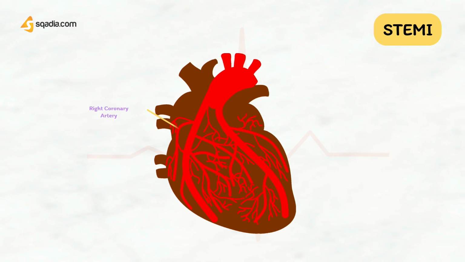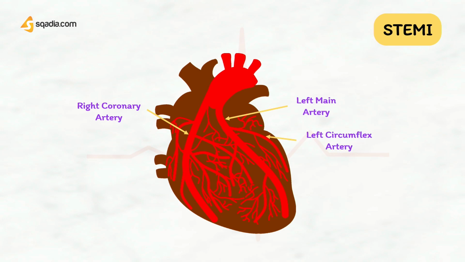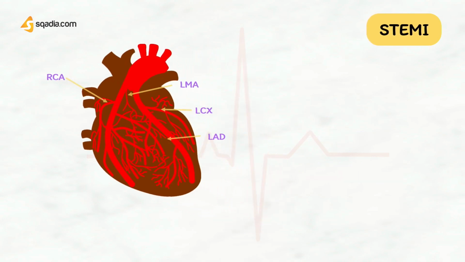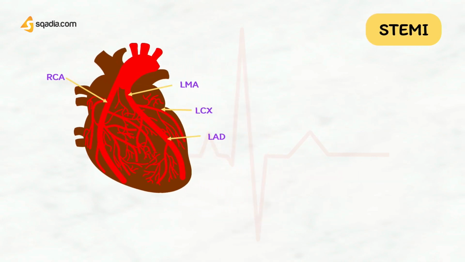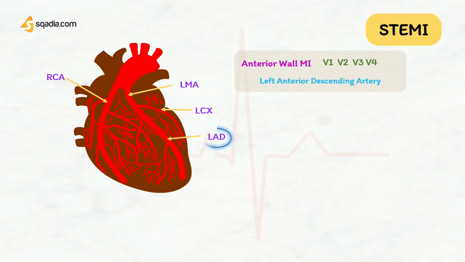Now, as a revision, the main coronary arteries include the right coronary artery and the left coronary artery, which has two branches, the left circumflex artery and the left anterior descending artery. So when you see an anterior wall MI, the ST elevations are in leads V1, V2, V3, and V4. The anterior wall is supplied by the left anterior descending, or LAD artery.